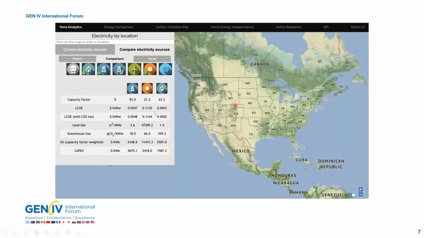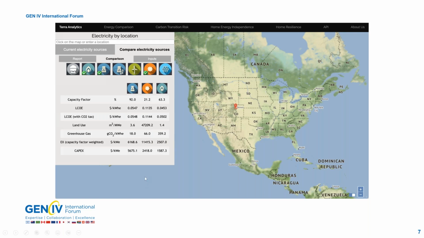It will compute the levelized cost of electricity relative to a set of default input parameters that you can also change if you're an expert user, so you can change the input costs for these things or the time of construction. It will give a levelized cost of electricity if you include a carbon tax, a land use footprint, greenhouse gas footprint, and then it'll give you CapEx on a conventional basis, but also a capacity factor weighted basis as well, so you can get a true comparison of these different kinds of technologies.